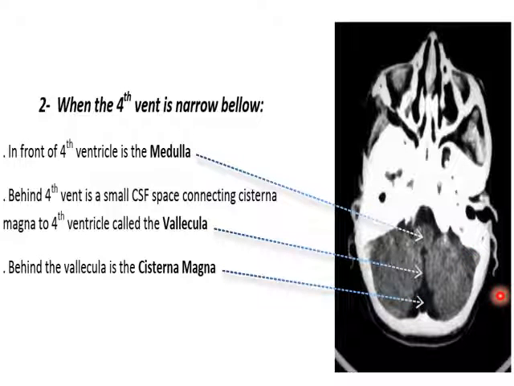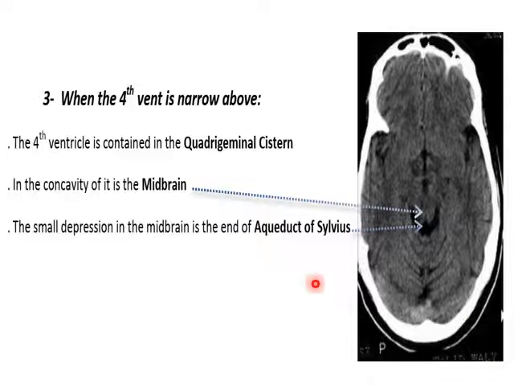When you go to the cut below the one with the wide fourth ventricle, you will find it has become very narrow like this. So in the cut below, there will be the medulla below the bones, and this CSF space is called the cisterna magna. If you go one cut above the cut with the wide fourth ventricle, it will be very narrow again. So this will be the midbrain, and this CSF space will be the quadrigeminal cistern.